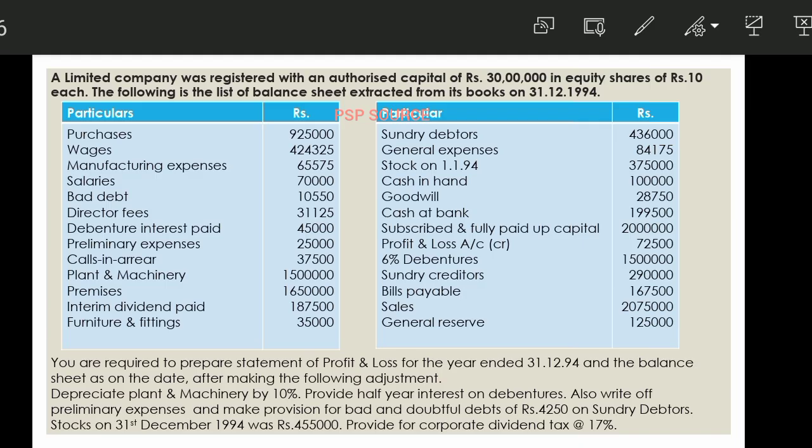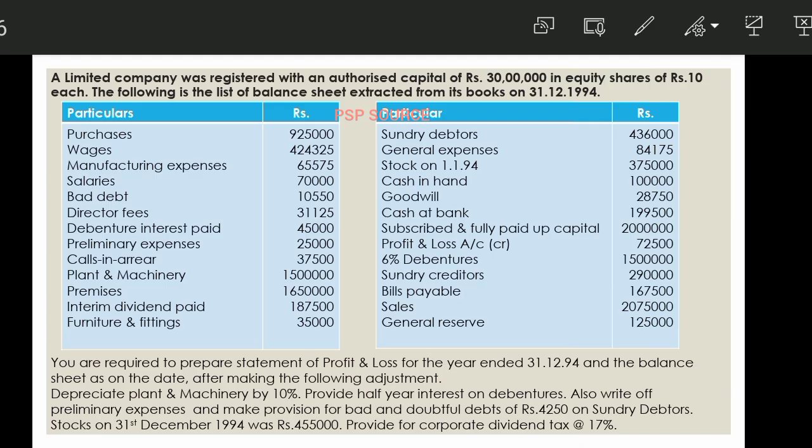I have already said if you see any interest related expenditure, you can blindly enter it under finance cost. Finance cost means interest cost. Next, preliminary expenses come under reserves and surplus. Calls in arrears come under share capital. Plant and machinery come under tangible assets. Premises also come under tangible assets.